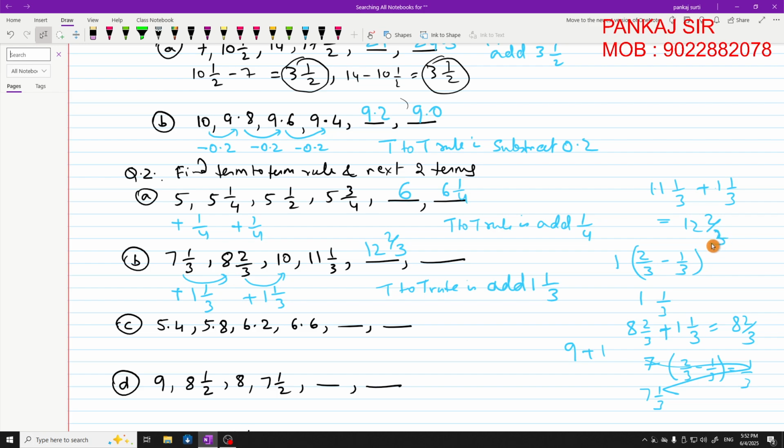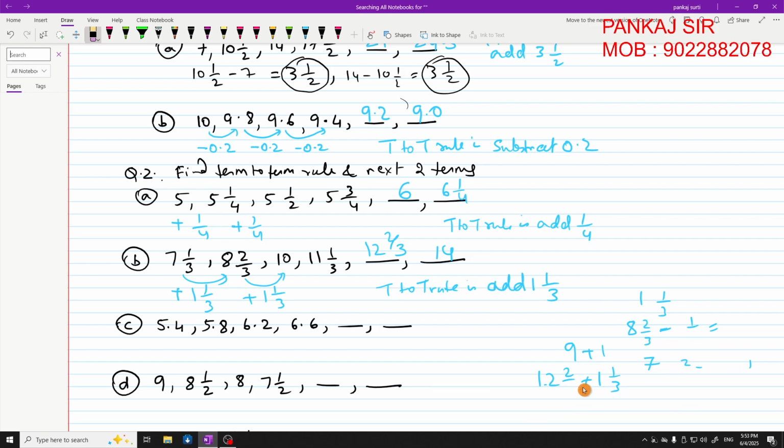Okay. And next term will be 12 2 by 3 plus 1 1 by 3. Okay. So 12 plus 1 is 13 and 2 by 3 plus 1 by 3 is 1. So 13 plus 1 is 14. So it should be 14. Now here what happens is you should have a very sound knowledge of fractions, mixed fractions, addition of mixed fractions, addition of proper fractions and all that. So fractions knowledge should be perfect. Okay. Then only you can perform these questions with accuracy. Okay. So these are the answers so far.